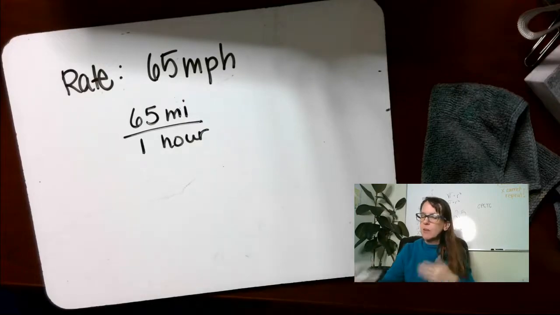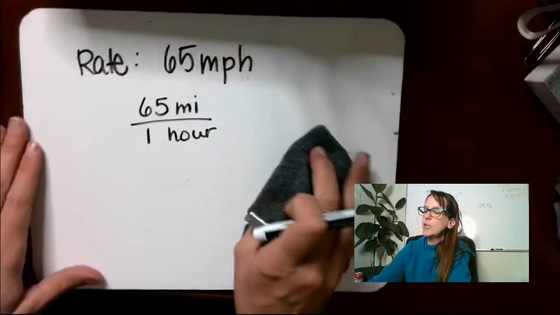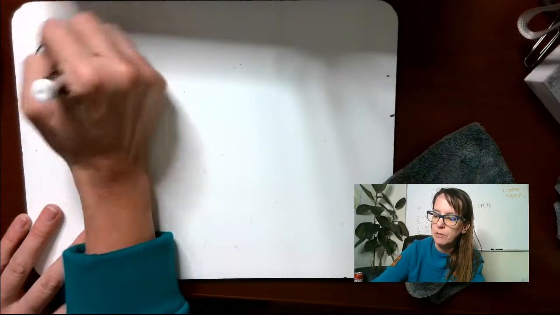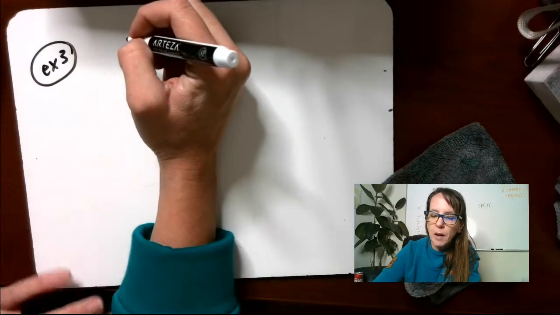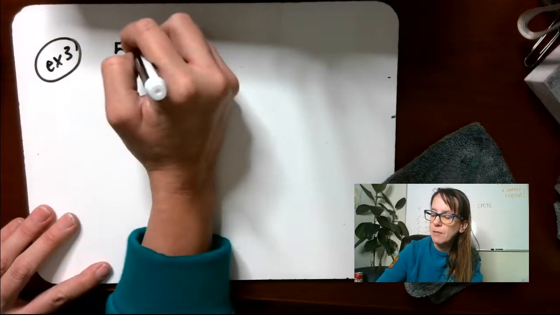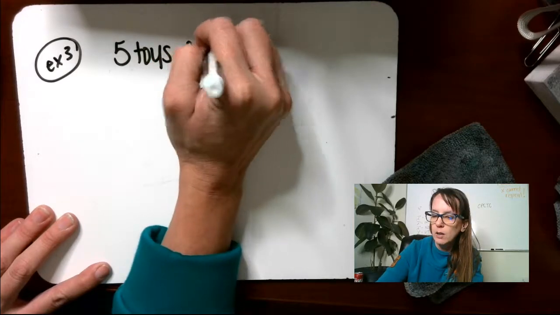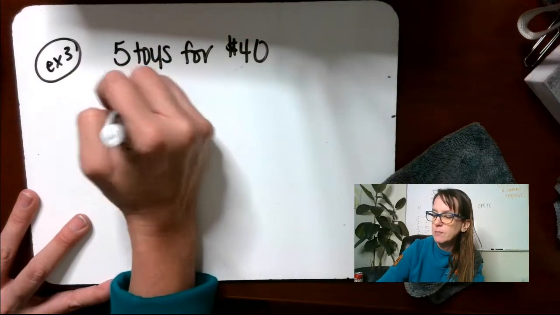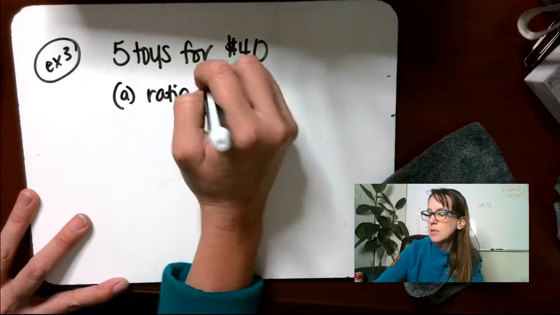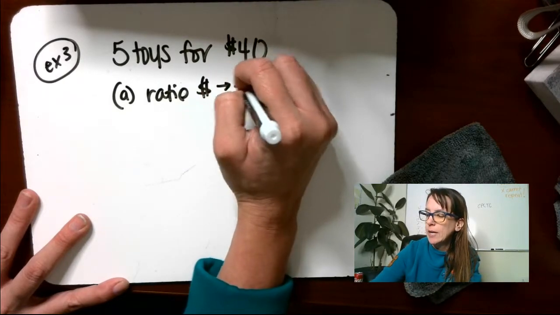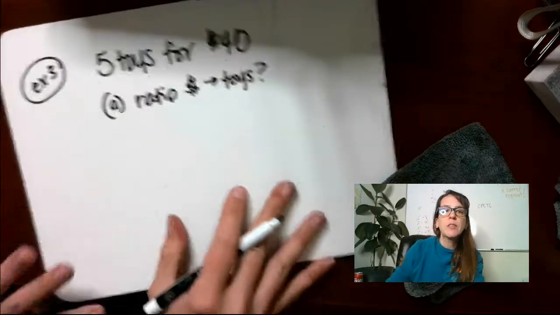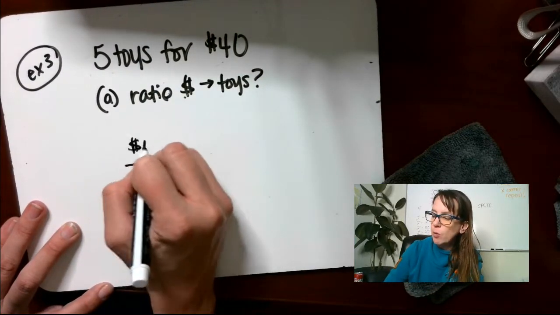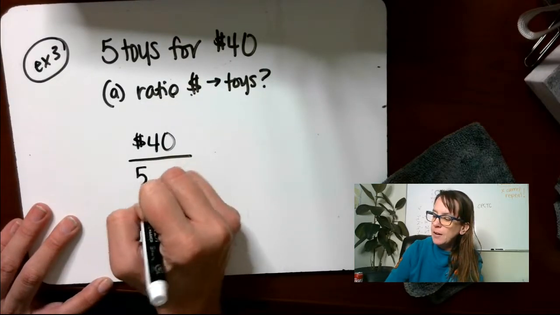So 65 miles per 1 hour. Do you notice I have a fraction here? A fraction is a ratio, right? So let's talk about some of these problems and how to apply that. This is going to be example number 3 for this lesson. Waldo bought 5 toys for $40. What is the ratio of dollars to toys? Okay, for that one, the ratio is written as a fraction and the dollars come first, so we want to put that up there. It's $40 per 5 toys.